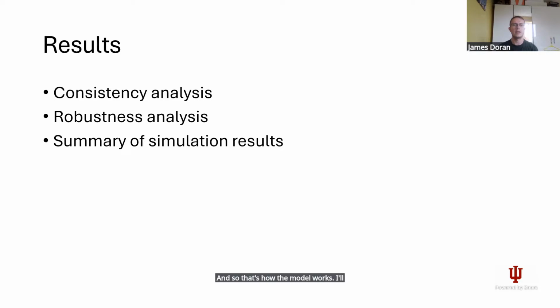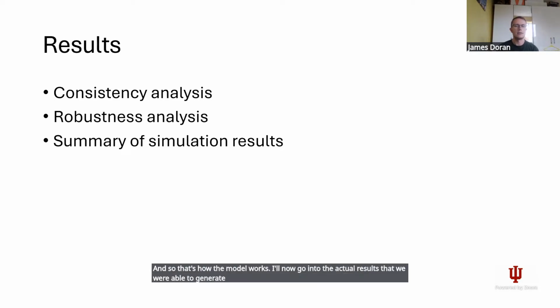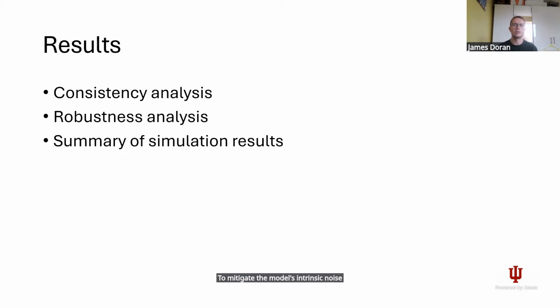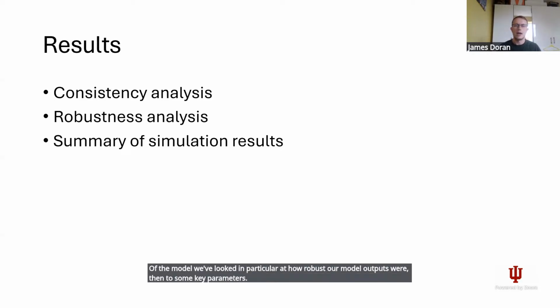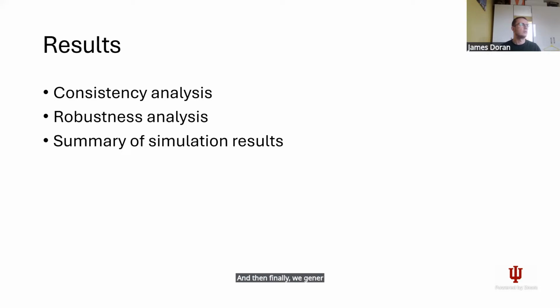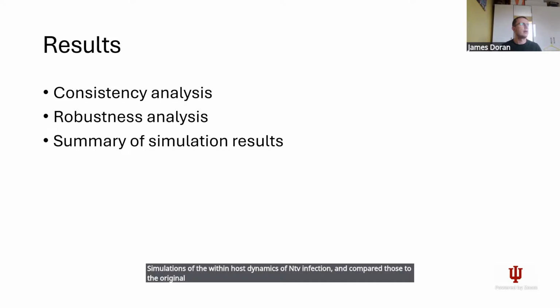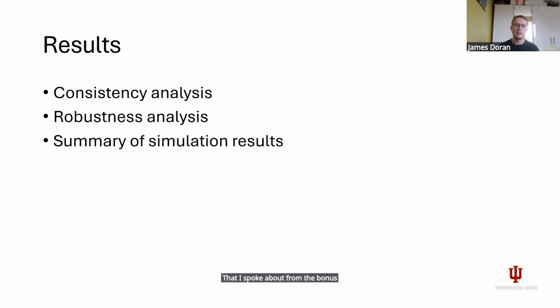I'll now go into the actual results that we were able to generate using it. The first part of this will be the consistency analysis, which was essentially telling us how many simulations we required to mitigate the model's intrinsic noise and uncertainty resulting from the stochastic nature of the model. We looked in particular at how robust our model outputs were to some key parameters. And then finally, we generated some actual simulations of the within-host dynamics of MTB infection and compared those to the original WHIDM model that I spoke about from the Bowness et al. paper from 2018 to see if there are any differences between the two models in terms of the outputs they generated.